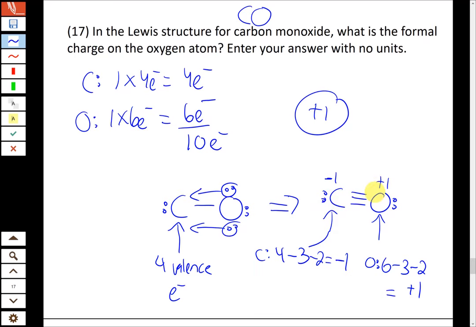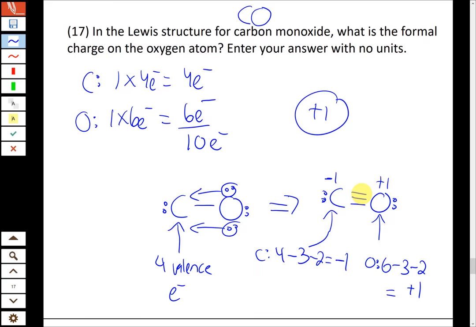So even though CO is a very simple formula, 1 carbon, 1 oxygen, the Lewis structure has a little bit of complications, but if we follow the octet rule and we follow the approach that I've outlined for drawing Lewis structures, we should get to this correct structure eventually. Okay, any questions on that?